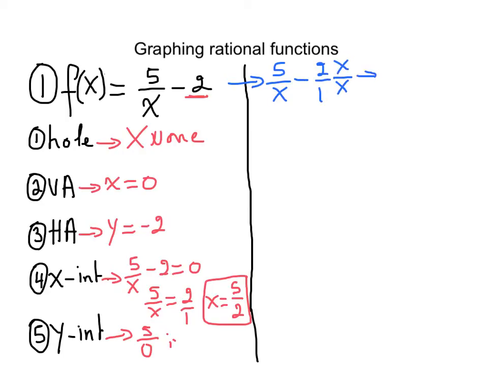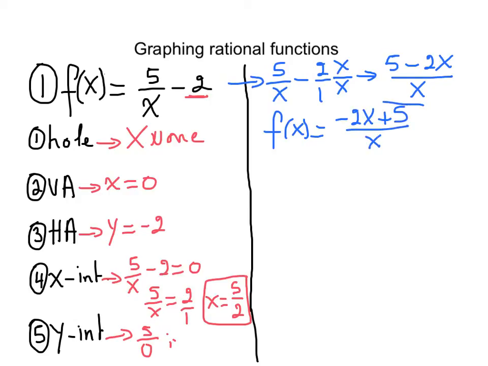This same equation can be rewritten as 5 minus 2x over x. Now if you look at the function f of x equals, I'm going to rewrite it again as negative 2x plus 5 over x. If you were to look at this function over here, can we go ahead and find all the 5 steps?